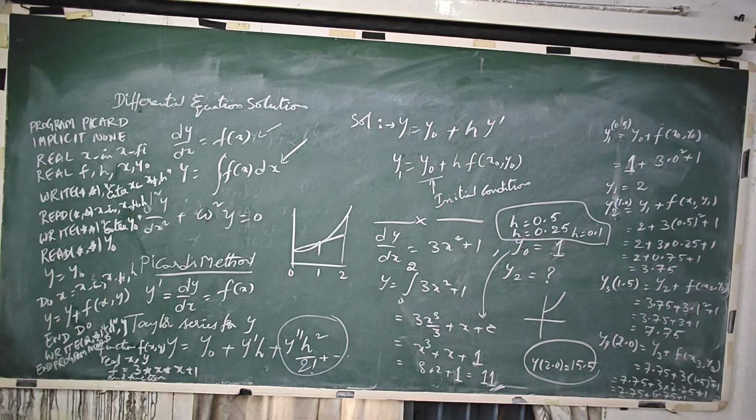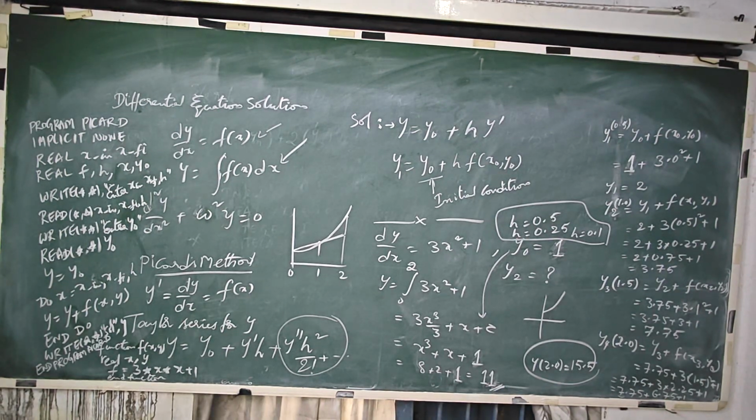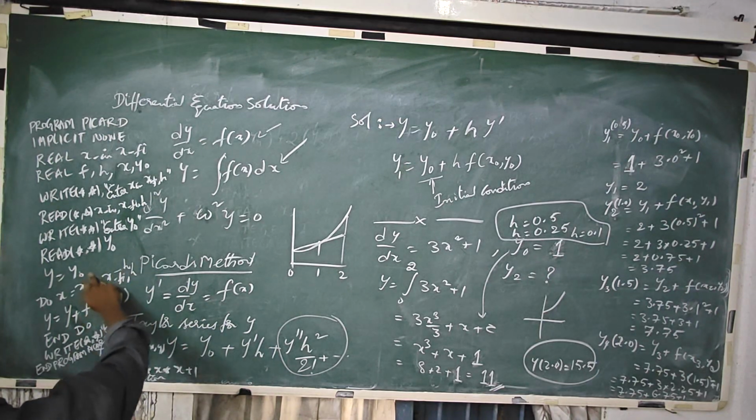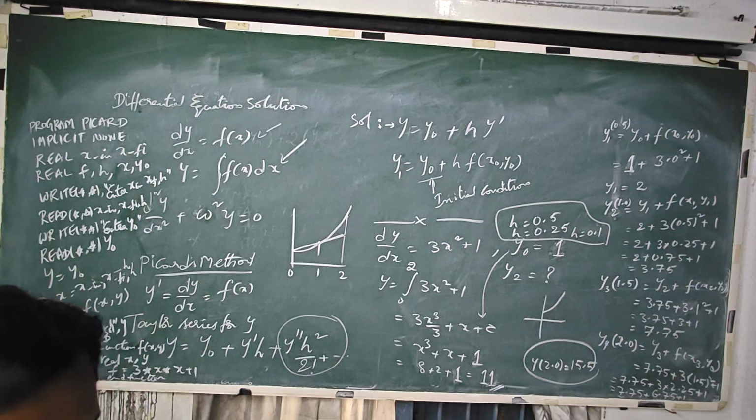X initial value 0. Initially we have substituted 0 and a particular y0 value. We have gone up to the last term. We have to check that. Minus h. So we have to go up to x final minus h. X initial to x final minus h with a step size of h.